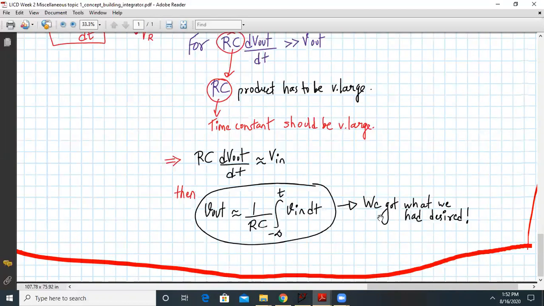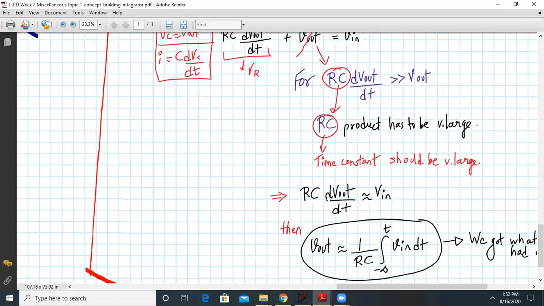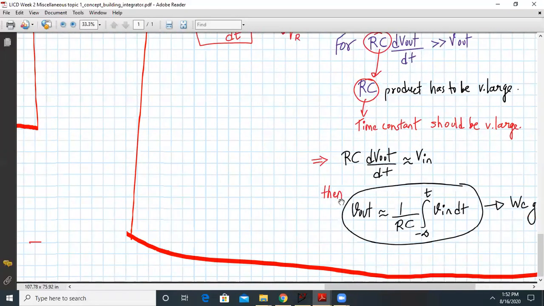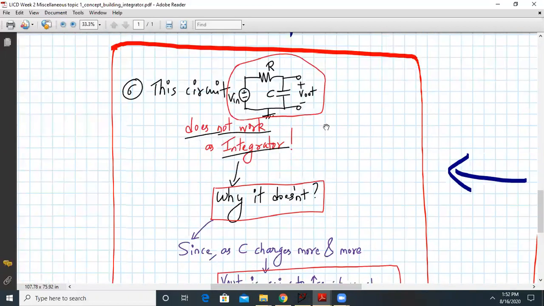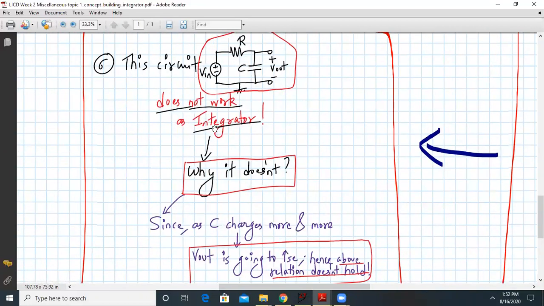So actually we got this result, right? That is as per our goal. But what is the problem? Is there any problem here? Yes, there is some problem. So does this circuit work as an integrator?